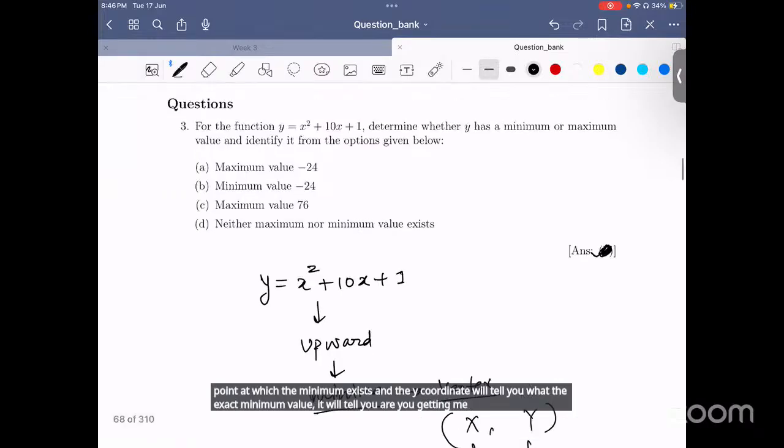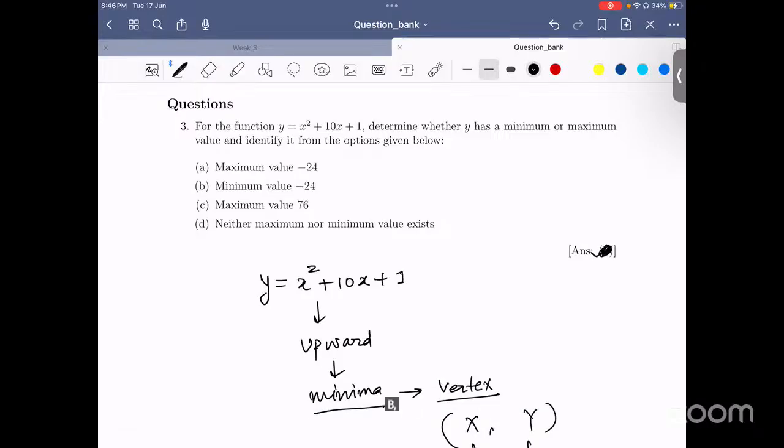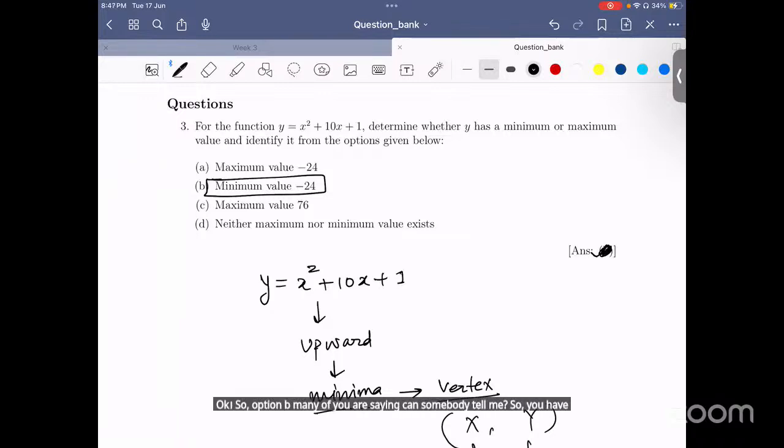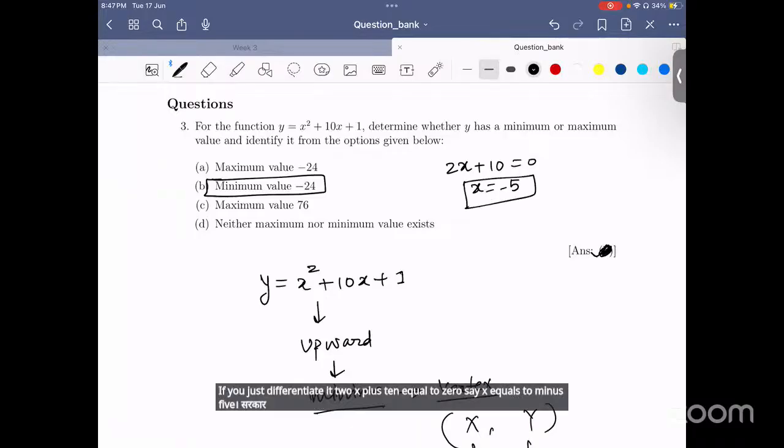Now, which of the options will be correct? Option B, many of you are saying. You have already calculated the x coordinate. What was the x coordinate? If you just differentiate, 2x plus 10 equals 0. So x equals minus 5. So at x equals minus 5, the minima will exist.